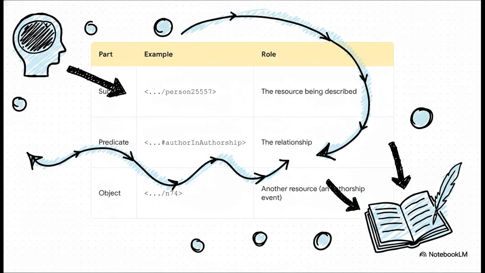Okay, let's look at a real-world example so this isn't so abstract. Our subject is a person, identified by that unique IRI. The predicate describes the relationship, author in authorship. And the object is another thing, in this case an authorship event, which also has its own IRI. Put it all together, and the computer reads a simple fact. This person is an author in this event. Super simple, super clear, and a machine can understand it perfectly.